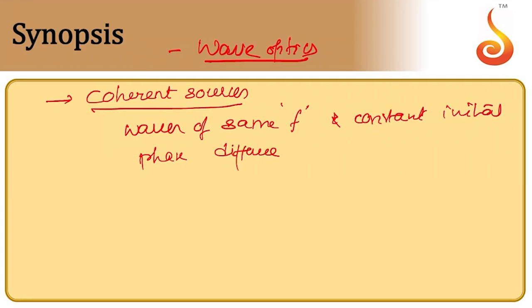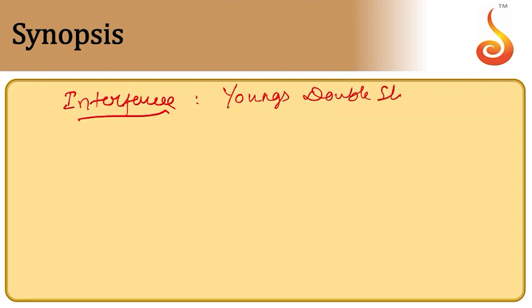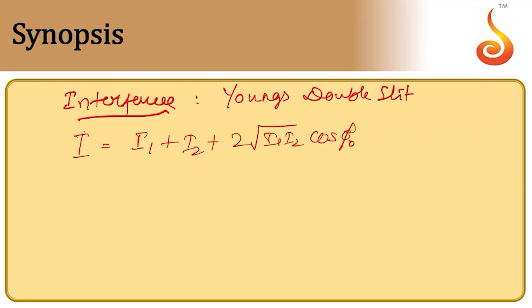Two sources are said to be incoherent if they have different frequency and initial phase difference is also not constant. As I said, the important applications are in the form of interference, particularly Young's double slit experiment. During interference, the intensity of the resultant wave for coherent sources is given by I is equal to I1 plus I2 plus 2 root I1 I2 into cos phi naught. That is the resultant intensity. Remember, this is for coherent sources. If we consider incoherent sources, then the intensity is given by I1 plus I2.